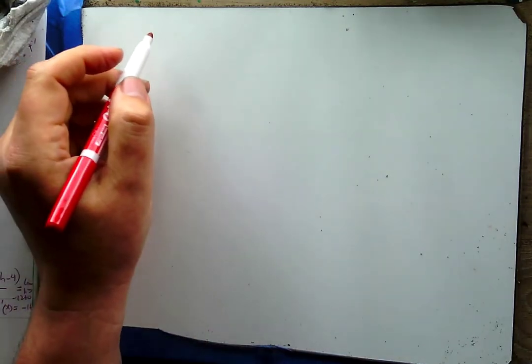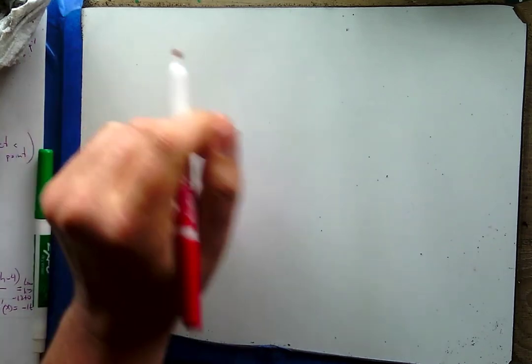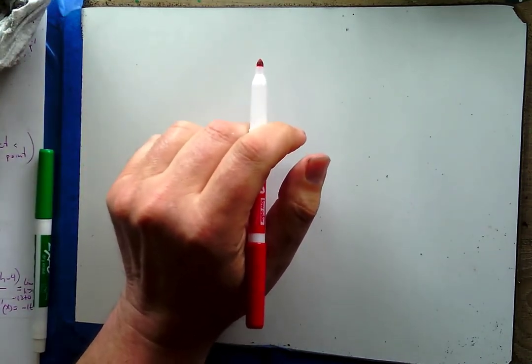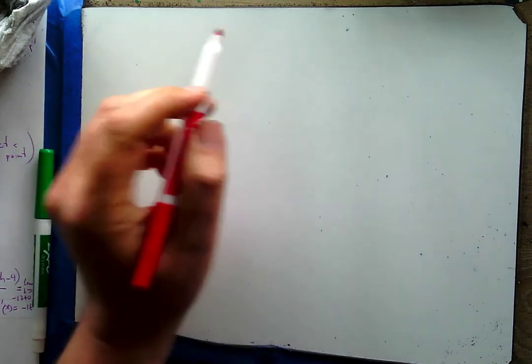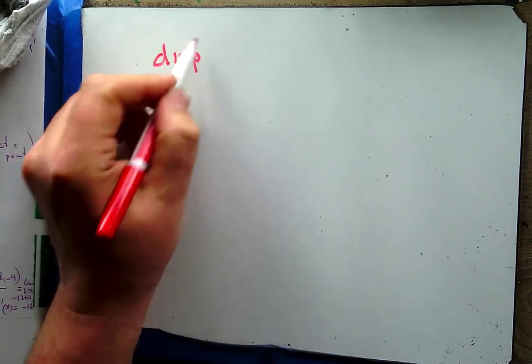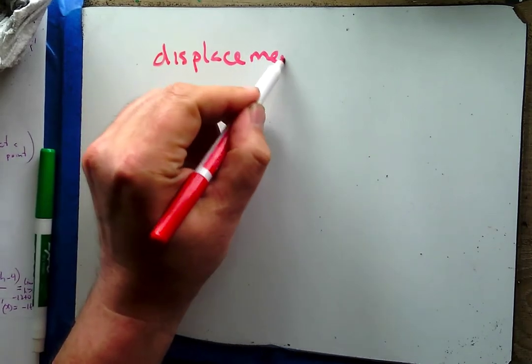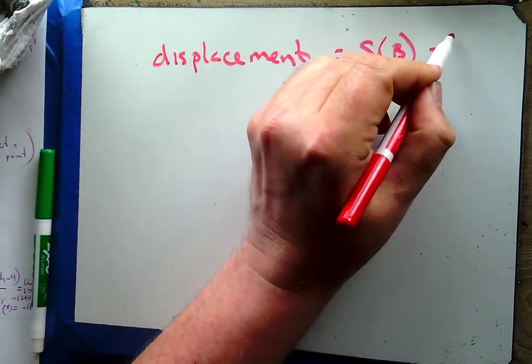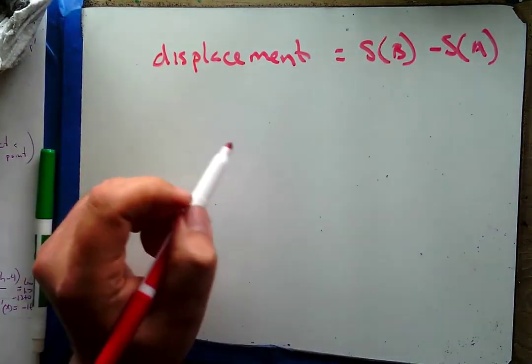Next, oh, I meant to say, we talked about average rates of change and instantaneous rate of change and position, velocity, acceleration, speed. But one thing we didn't do was displacement. Displacement is a change in position.